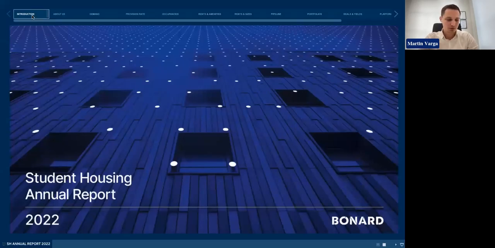As Samuel mentioned, as per previous years and previous reports, which can all be downloaded in the Insights section of the Bonard page, we kept a consistency through the KPIs that we usually measure, with some additions. So we added room sizes, and some additional KPIs to enlarge the report itself and to enlarge the assessment of the student housing markets in different jurisdictions.